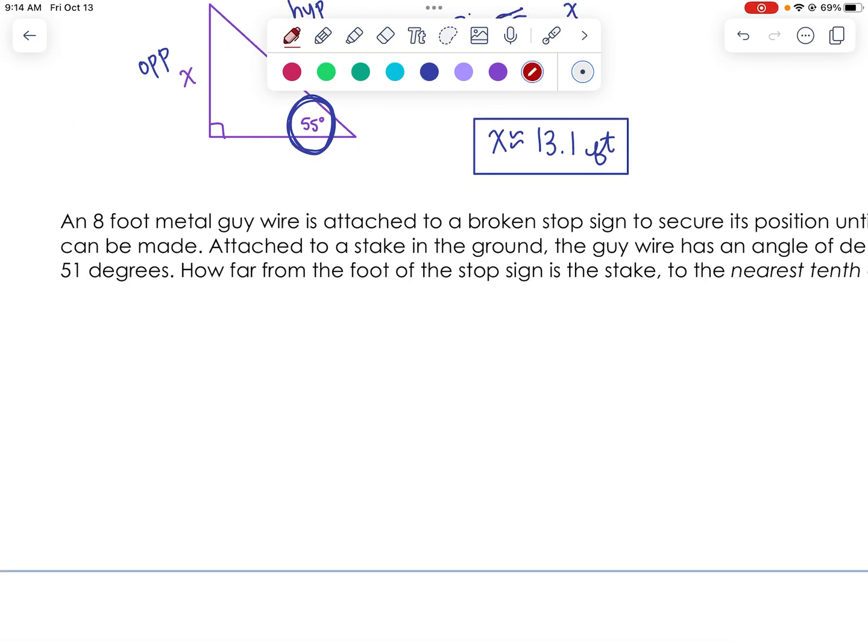So if you have a stop sign, and a stop sign is an octagon, but you don't have to spend forever drawing this, but an octagon has 8 sides. It looks like that. I'm just going to draw a circle for now. So I have a stop sign. It's coming out of the ground, right?